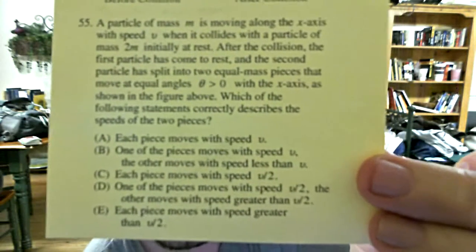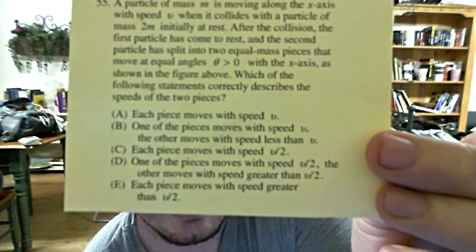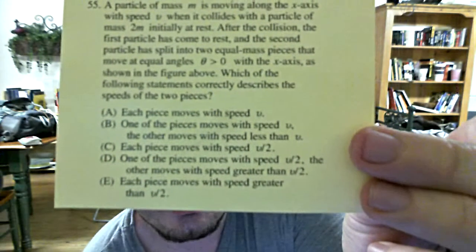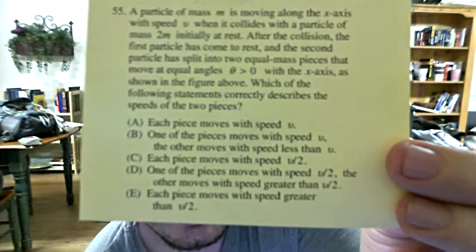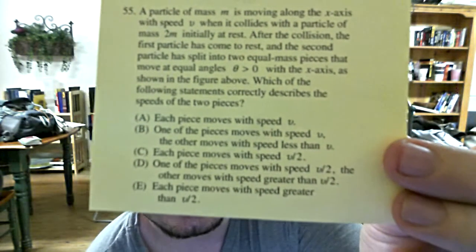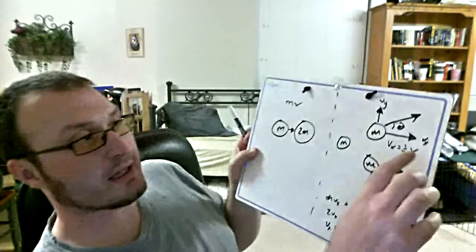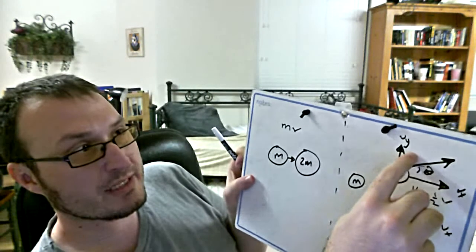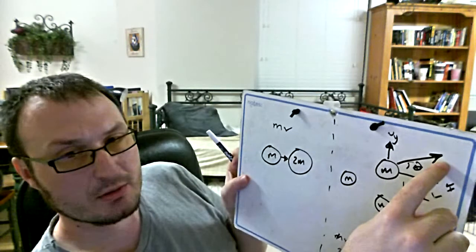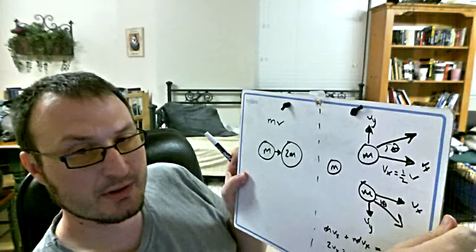D, one of the pieces moves with speed v over 2, the other moves with speed greater than v over 2. Again, they're describing an asymmetrical situation. That can't be right. And then answer E, each piece moves with speed greater than v over 2. Finally, that's looking best to me. Each piece moves with speed greater than v over 2 because I know that the x component is v over 2. Therefore, I know that they must have a y component. So you just add those vectorially, and the speed is going to be greater than v over 2.